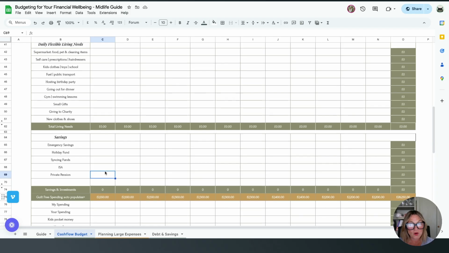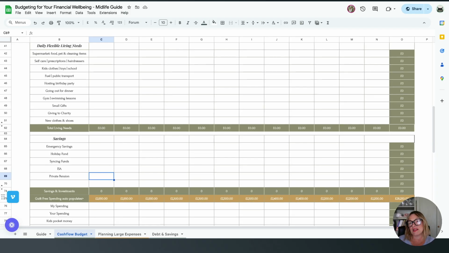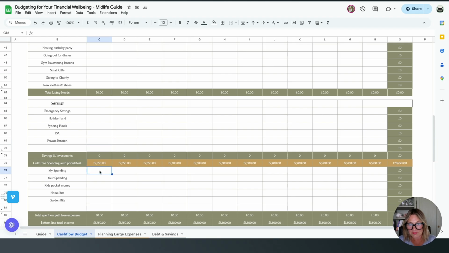All right, I've not actually included your workplace pensions on here because I didn't want that to confuse it from a mathematical point of view, because that's already been taken out at source, pre-tax. Hope that settles. If you've got any questions on that, then please let me know. So here, you know how much you've got left to play with for any discretionary spending. Now, if you're anything like me, it's going to be a lot less than that.